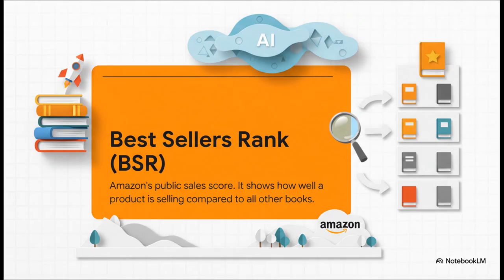And the key tool we're going to use for this is something called the Best Sellers Rank, or BSR. Every single book on Amazon has one. The easiest way to think about it is like a public sales leaderboard. A BSR of 1 is the number one best-selling book on the entire website. A BSR of, say, 500,000? Not selling so hot.